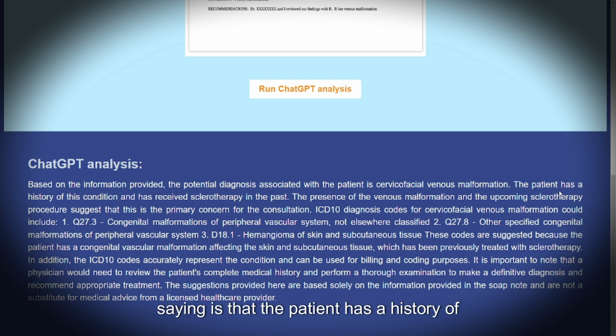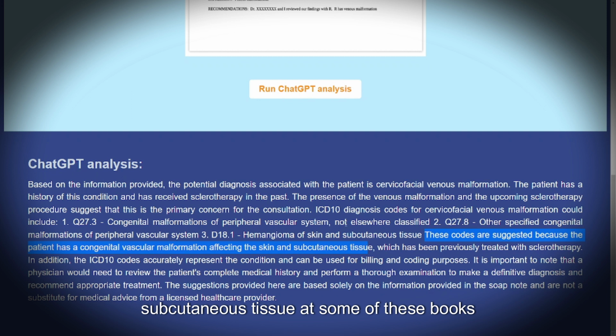What it's saying is that the patient has a history of the condition and has received sclerotherapy in the past. It detects this venous malformation as being present based on the note, and then it starts suggesting the diagnosis codes. So these are the ICD-10 diagnosis codes: Q27.3, Q27.8, and D18.1. It also tells why it's suggesting these codes. So these codes are suggested because the patient has this specific condition affecting the skin and subcutaneous tissue.